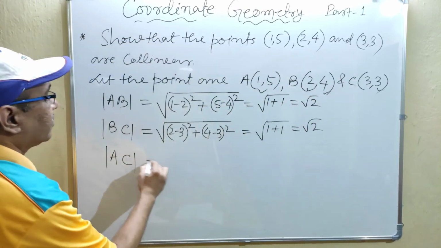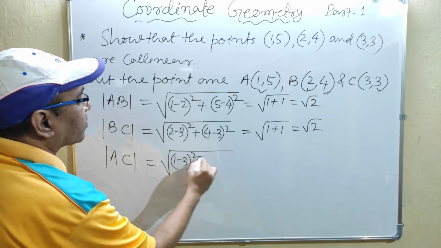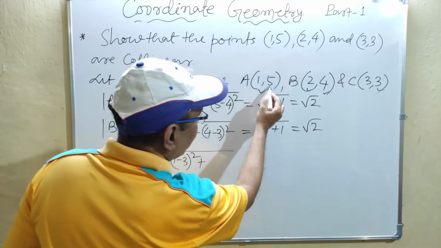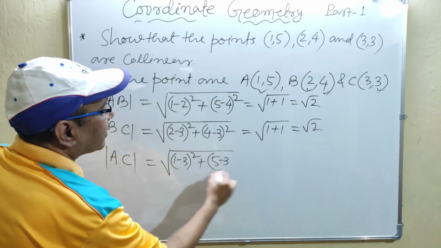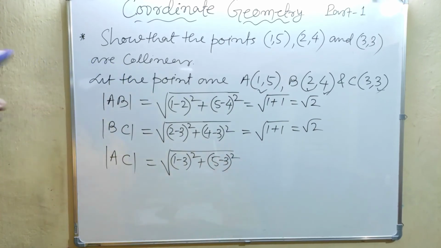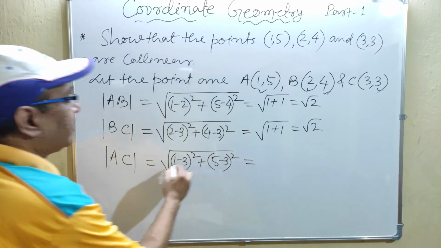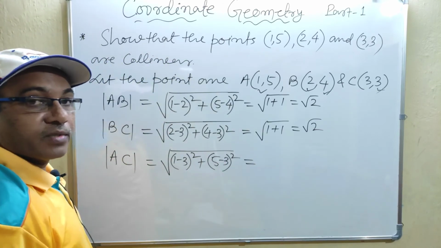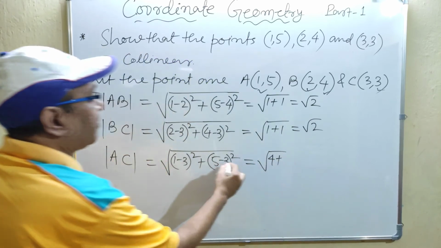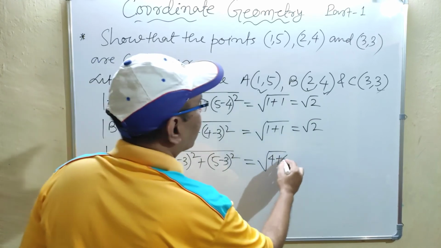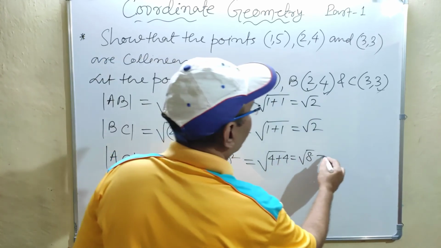So it is √(1 - 3) whole square plus (5 - 3) whole square. In this way you can find distance. 1 minus 3 is minus 2, square plus 4, 5 minus 3 is 2, square is 4, so it is root 8. 8 can be written as 4 into 2.